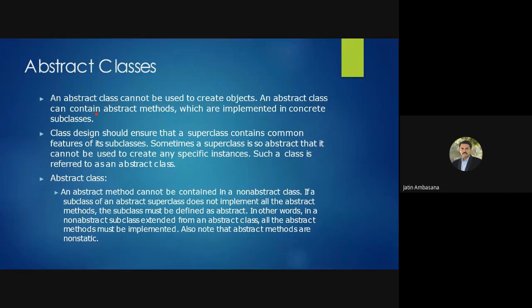An abstract class can contain abstract methods. Abstract methods means methods without any body, which can be implemented in concrete subclasses. So if a class is abstract, then you cannot instantiate it, and it's of no use, right? But if you extend it into a subclass and implement that method, then you can instantiate that subclass. So that would be a useful case.